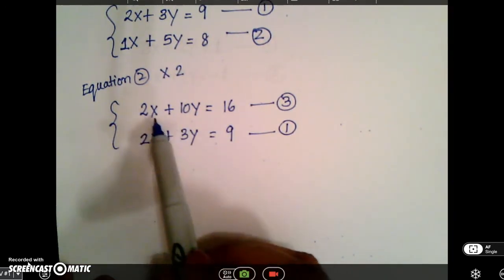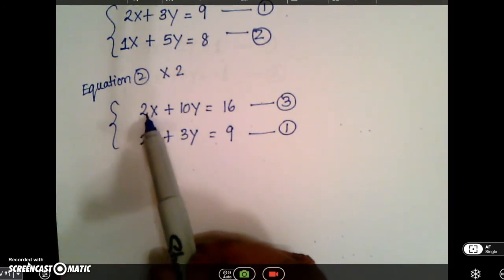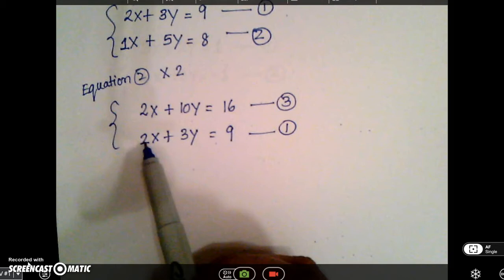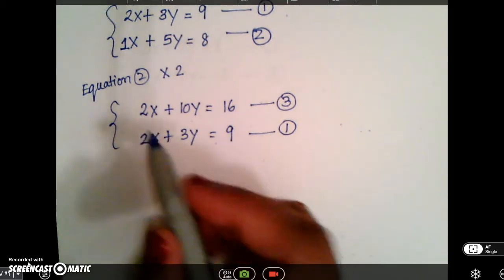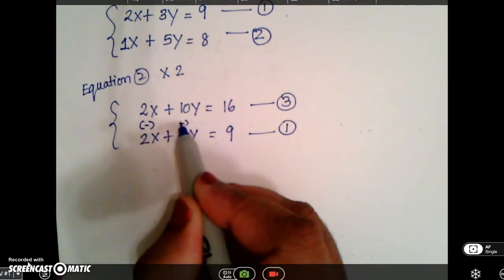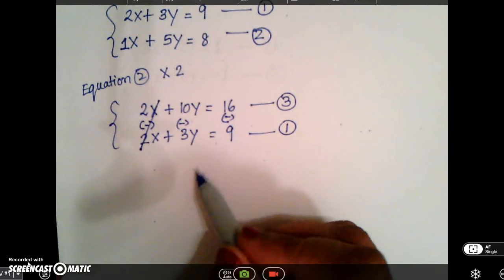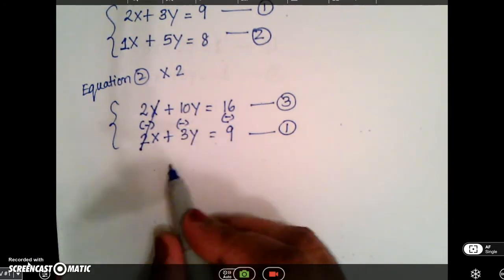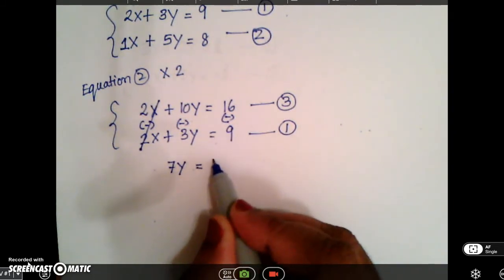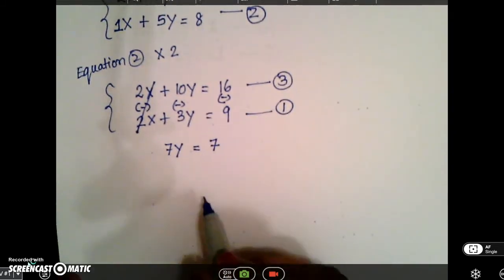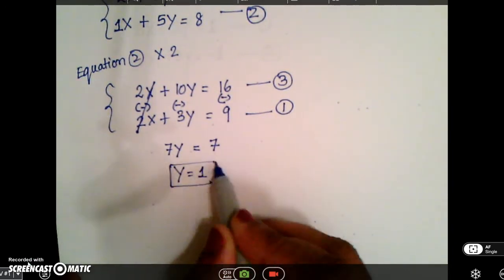So when I look at the variable, x is the variable that I'm going to eliminate. I look at the number, it's the same number and same sign, and I'm going to subtract. So 2x minus 2x go away. 10y minus 3y is 7y. 16 minus 9 is 7. So I got my y. y is 1. So I figured out y.